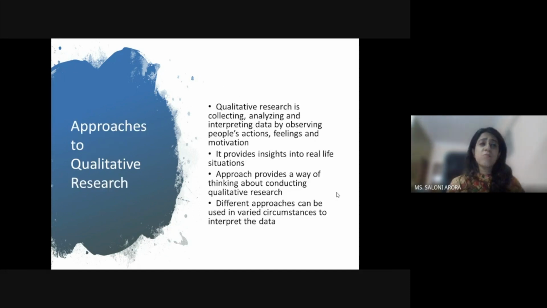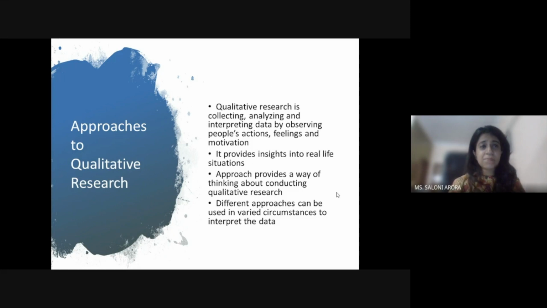So, first and the most important topic is the approach to a qualitative research. Now, what actually is an approach? So, basically, an approach is a way of adapting to something, a way of moving towards something. And it's actually thinking about how you have to conduct your qualitative research, because qualitative research is something about the feelings or the motivation, and it's all based on the real life situation, because this is what we encounter around our surroundings.